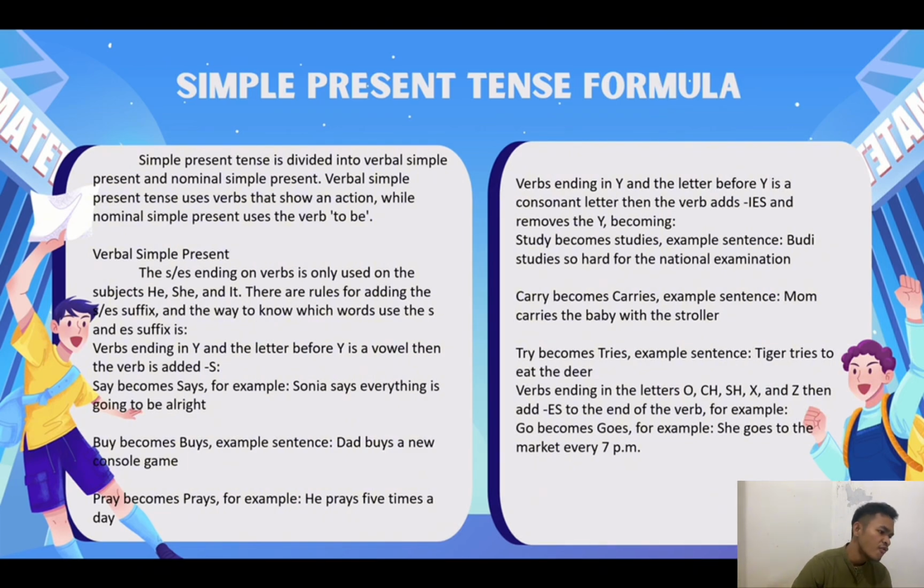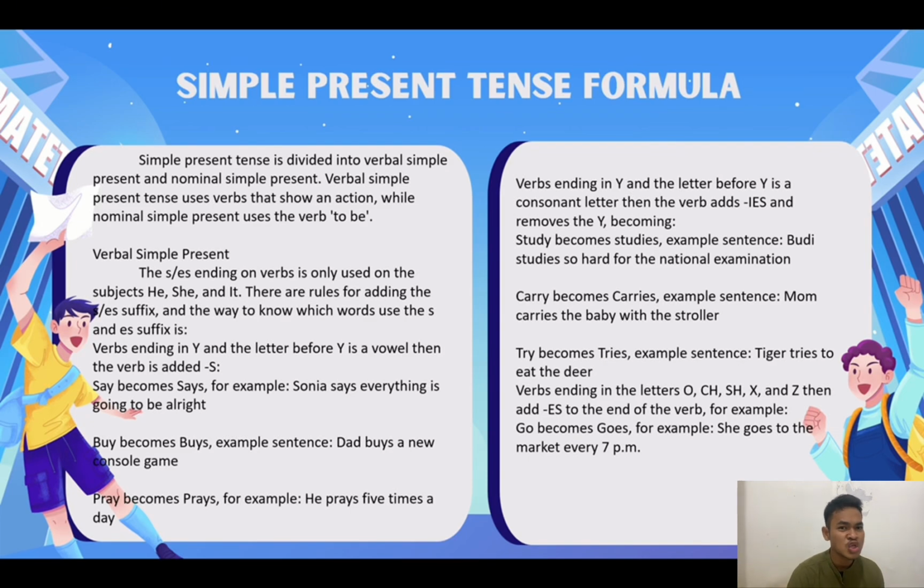And next, for verbs ending in y where the letter before y is a consonant, the verb removes the y and adds ies, so study becomes studies. For example, Budi studies so hard for the national examination. Carry becomes carries. For example, Mom carries the baby with the stroller. Try becomes tries. The tiger tries to eat the deer.